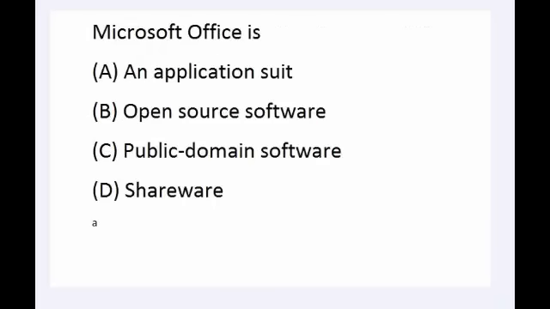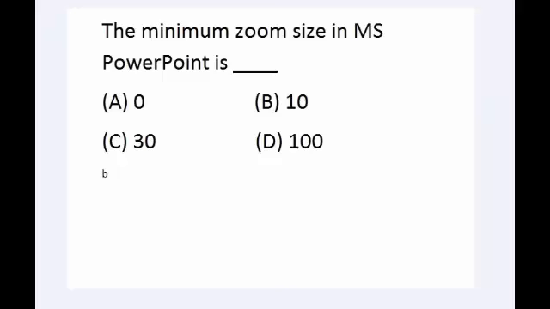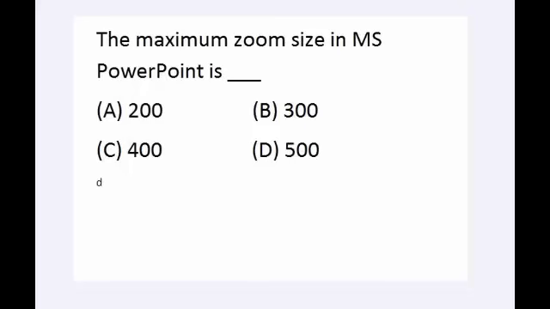Microsoft Office is A. an application source, B. open source software, C. public domain software, D. shareware. The answer is A, an application software. The minimum zoom size in MS PowerPoint is A. 0, B. 10, C. 30, D. 100. The answer is B, 10. The maximum zoom size in MS PowerPoint is A. 200, B. 300, C. 400, D. 500.